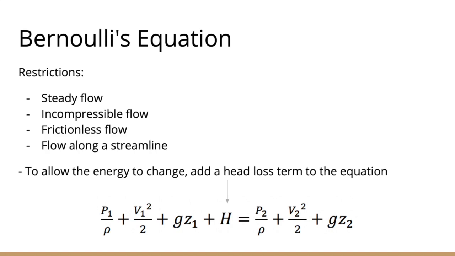Bernoulli's equation relates pressure, kinetic energy, and potential energy of the system. It is important to keep the restrictions in mind when considering to use this equation. It only applies to steady, incompressible, frictionless flow along a streamline. In our case, and in any real-life scenarios, the frictionless flow restriction is not met. To allow the energy to change, a head loss term is added to the equation. Head loss accounts for a sum of major head losses due to frictional effects in fully developed flow in constant area tubes, and minor head losses resulting from entrances, fittings, area changes, and so on. These head losses can be calculated separately.